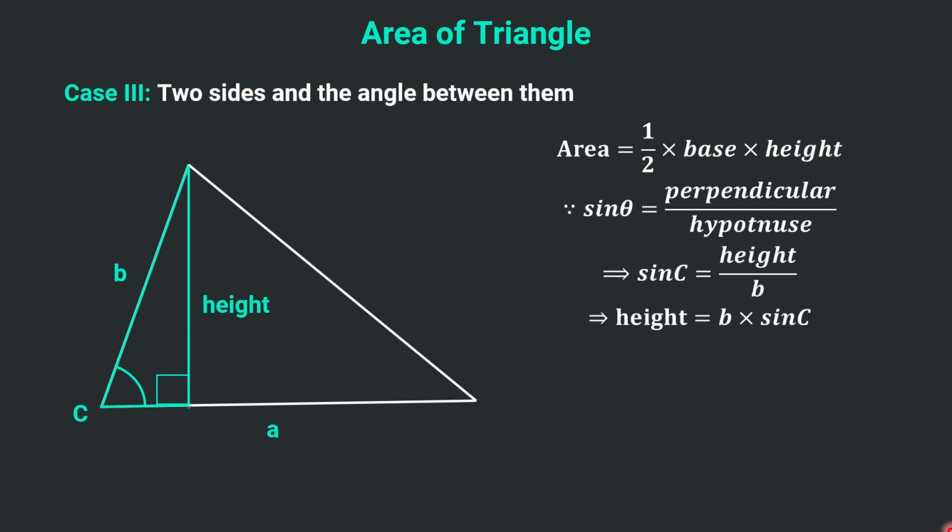But also since the base is A, putting the value of height and base in this equation, we can get area is equal to half into AB sine C. So for a triangle with two sides and an angle between them given, the area of a triangle is given as half into the product of the two sides into sine of the angle between them.